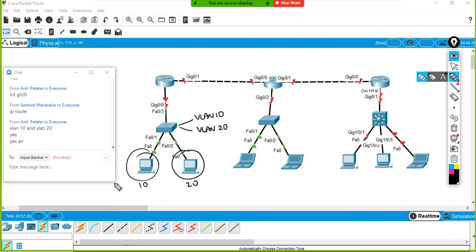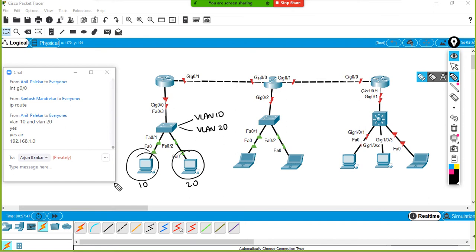Yeah, tell me, Anil, which network are you going to use? You are designing the network. You are saying that we are going to create two VLANs, right? So you said VLAN number 10 and 20. I am asking you a question. For VLAN number 10, which network do you want to use?